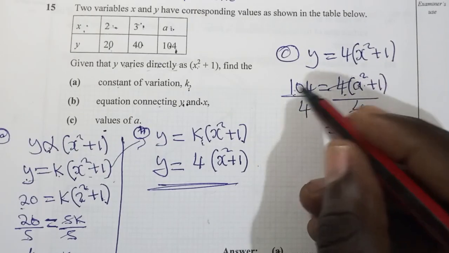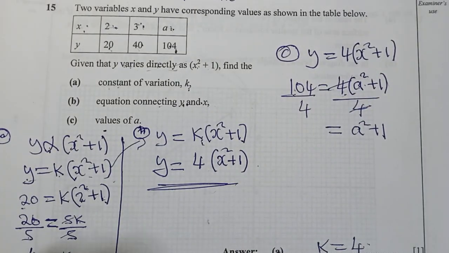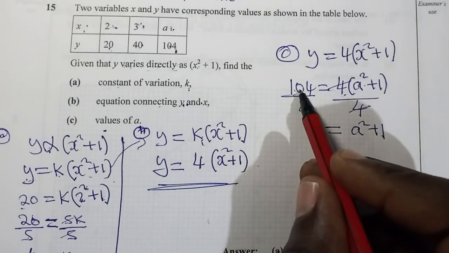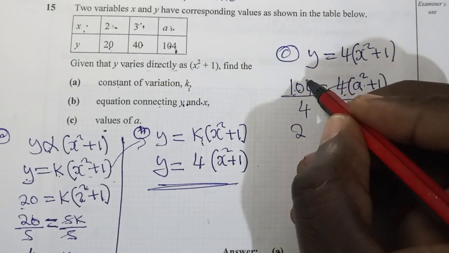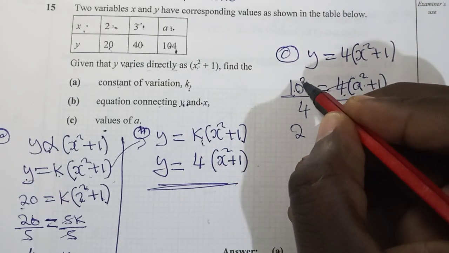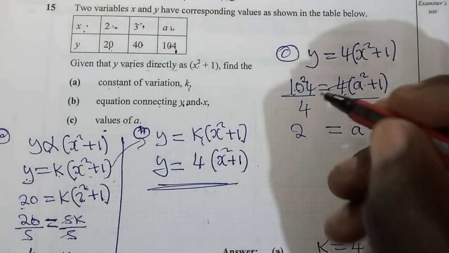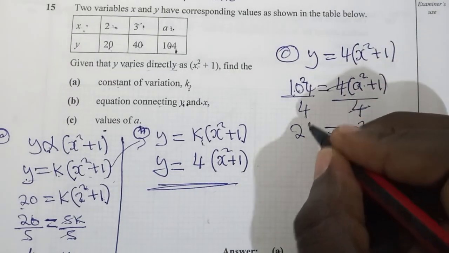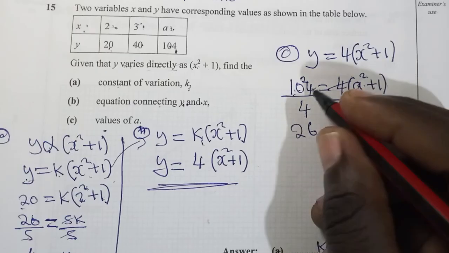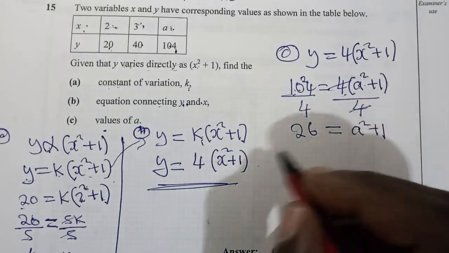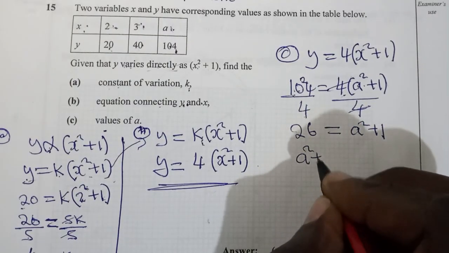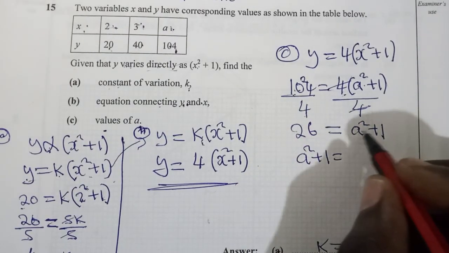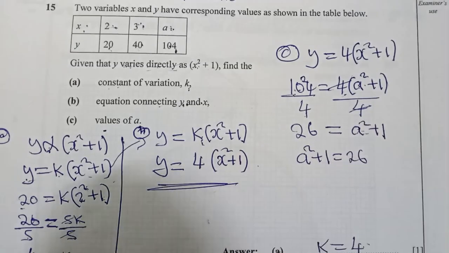Let's divide. Can 4 go into 104? 4 into 10, it can go 2 times. What's the remainder? The remainder is 2. It will make 24. 4 into 24 is 6, because you know that 4 times 6 is 24. So we can write it, since you're looking for the value of a, we can swap them: a squared plus 1 equal to 26.